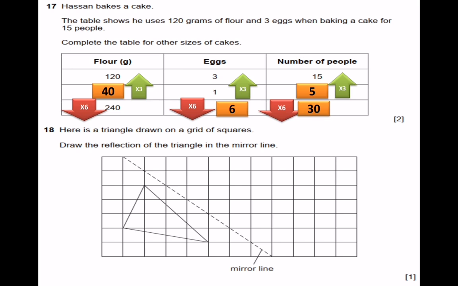Okay, here is a triangle. Draw the reflection of the triangle in the mirror line. Each vertex of the triangle I must reflect on the mirror line. Starting from the first one, I'll go one step here and one step here, then plot. The other one, steps and then plot. The last one, go on the steps till the mirror line and plot. Now it's easy to connect the lines to make the new reflection on the mirror line.